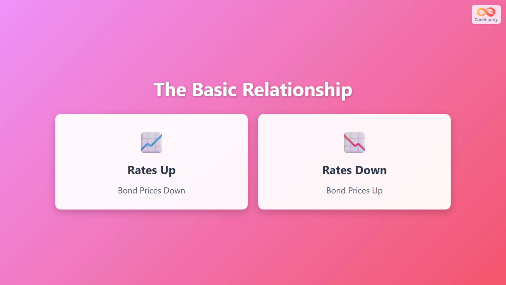Bond prices and interest rates have an inverse relationship. When interest rates go up, bond prices go down. Conversely, when interest rates go down, bond prices go up. This is fundamental to understanding how bonds work. Duration helps us quantify exactly how much the price will move in either direction.